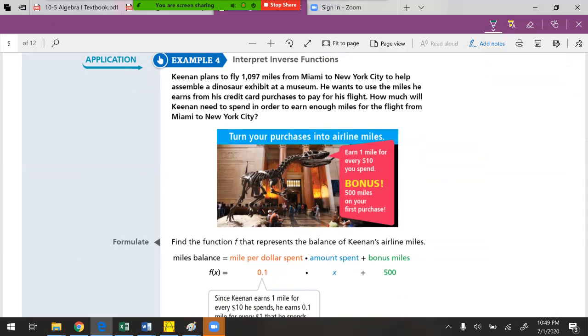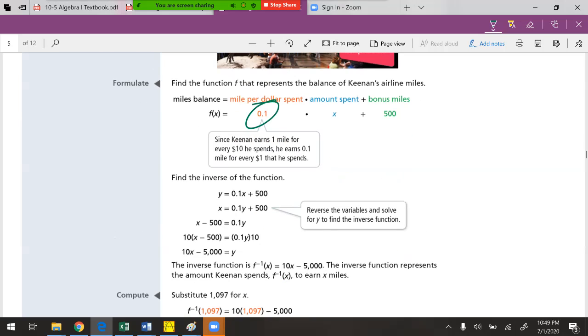Keenan plans to fly the 1,097 miles from Miami to New York City to help assemble a dinosaur exhibit at a museum. He wants to use the miles he earns from his credit card purchases to pay for his flight. How much will Keenan need to spend in order to earn enough miles to go from Miami to New York City? So here's your equation. You get 1/10 of a mile per dollar spent. You spend that much plus the bonus miles. We need to find the inverse to figure out the total number of miles he needs.